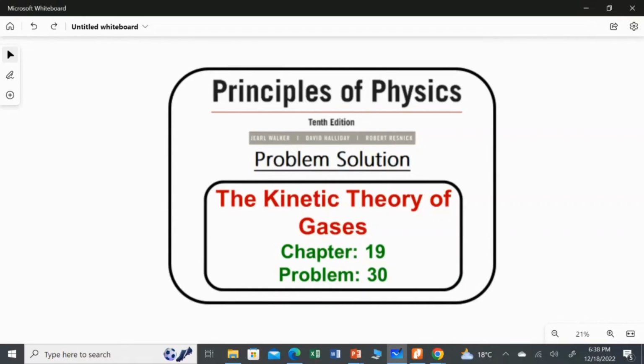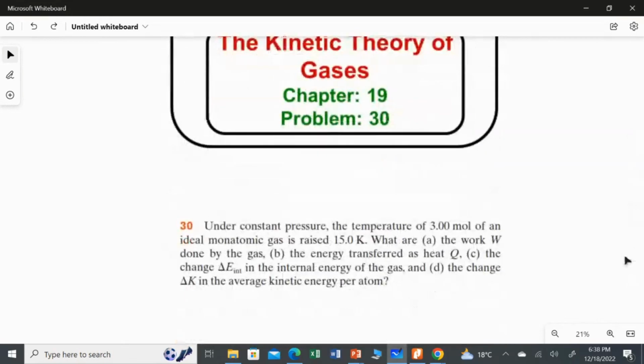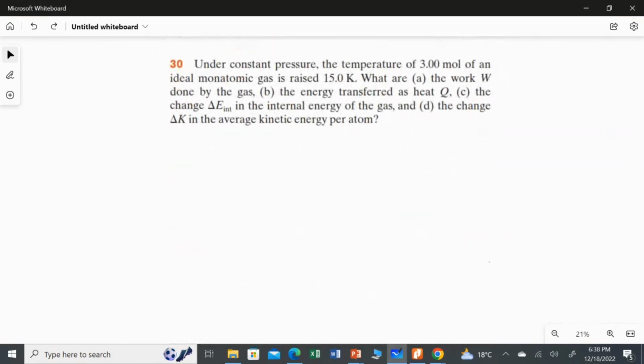In this video, I am going to solve problem 30 from chapter 19. Under constant pressure, the temperature of 3 moles of an ideal monoatomic gas is raised by 15 Kelvin. What is the work done by the gas, what is the energy transferred as heat, what is the change in internal energy of the gas, and what is the change in the average kinetic energy per atom? So we have 4 questions here, and we have to answer them one by one.